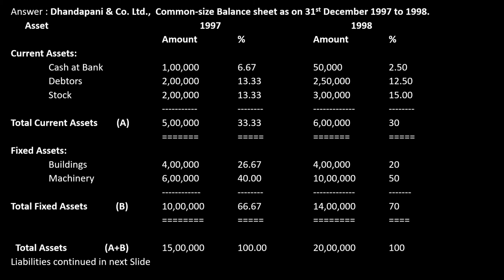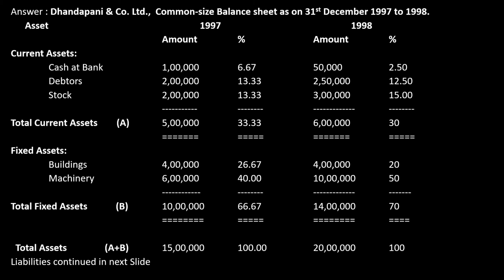Is it clear? But in the sum, they didn't give you fixed assets separately and current assets separately. We have to identify which are fixed assets and take their total separately. We have to identify which are current assets separately and do the total separately. So this is how you do the asset side.